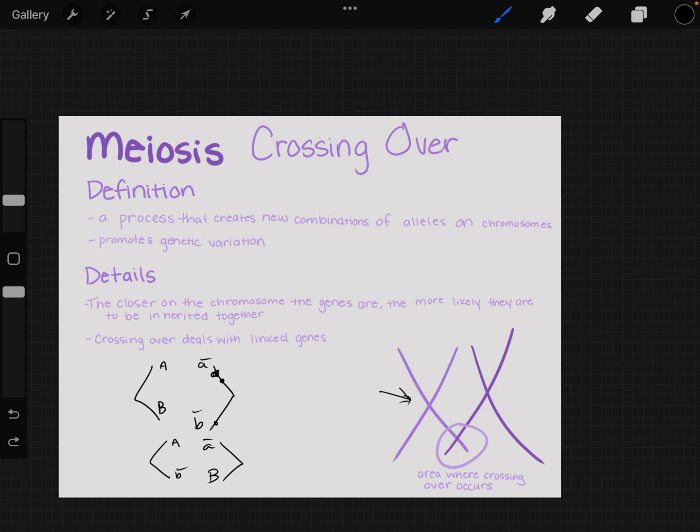And then finally, crossing over deals with linked genes. If you have unlinked genes, that means that they're on different chromosomes, so maybe chromosome 2 and chromosome 5. But linked genes are alleles on the same chromosome. We can see that these are on the same sister chromatid here, or the same chromosome. That's going to mean that they're linked and that crossing over can occur. Again, this is going to be happening during meiosis I and will not happen during meiosis II.